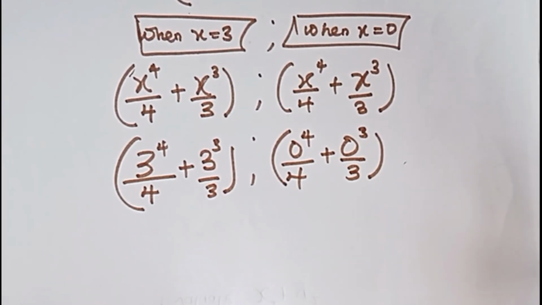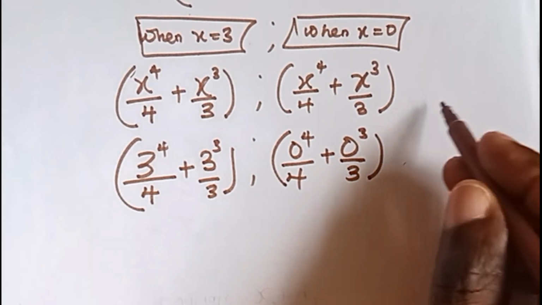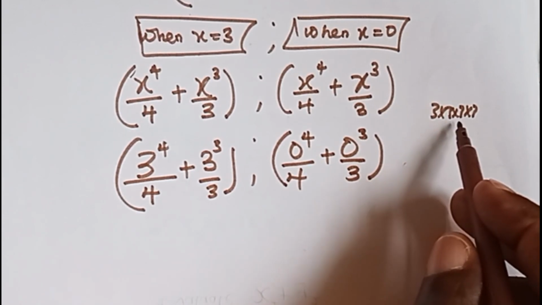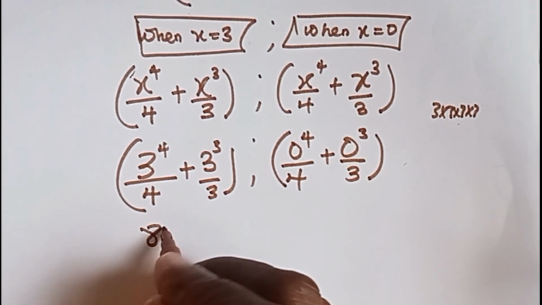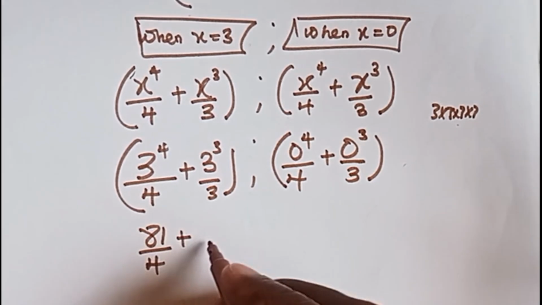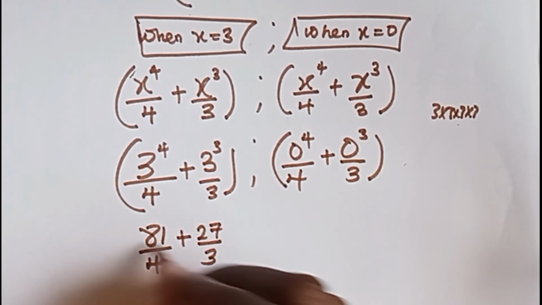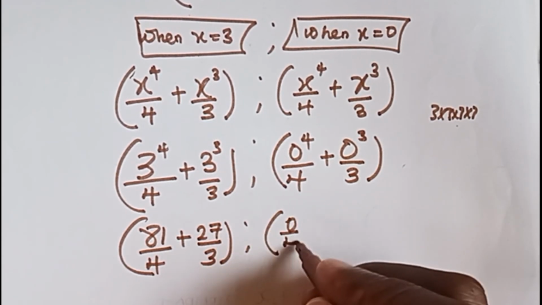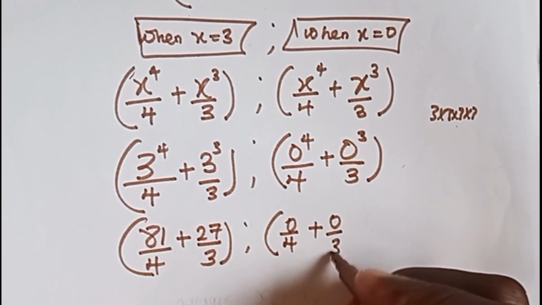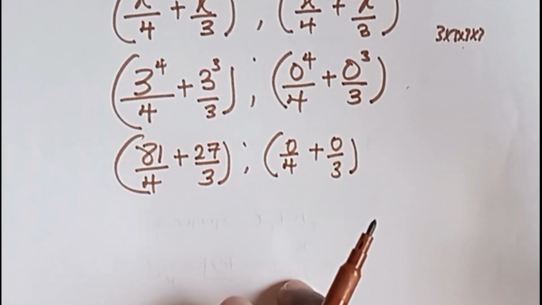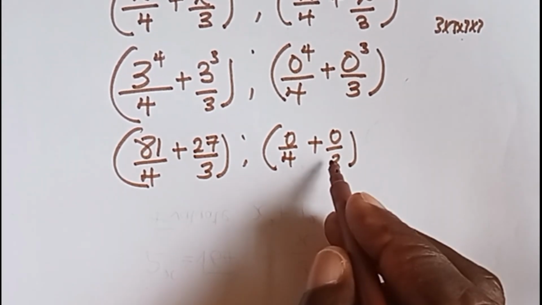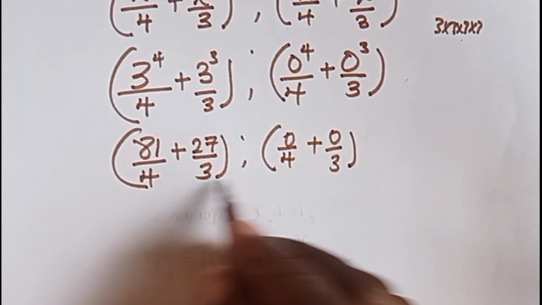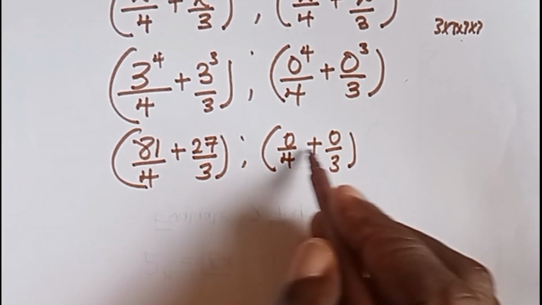Now what is 3 raised to the power 4? It means 3 times 3 times 3 times 3. 3 times 3 is 9, 9 times 3 is 27, 27 times 3 is 81. So it's 81 over 4. 3 cubed is 27 over 3. And here we have 0 over 4 and 0 over 3, which will actually give us 0. We are supposed to subtract this from this.